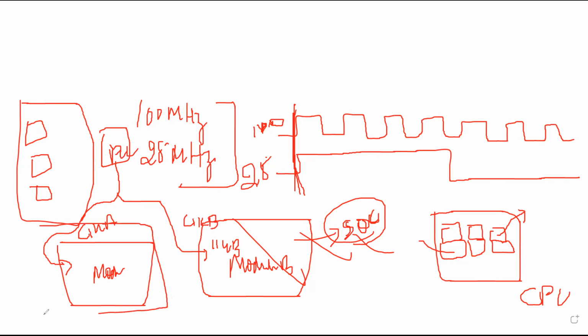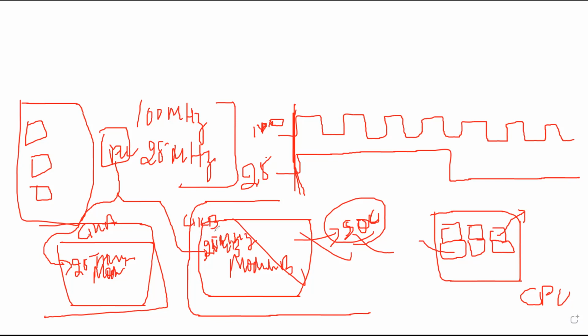This is another chip and this is another chip. Because the source is the same, let's suppose both of the frequencies are 25 megahertz only. So can we say that both of the clocks are synchronous clocks? Yes, sir.